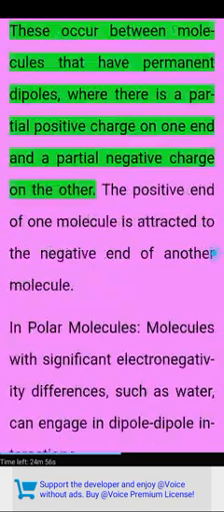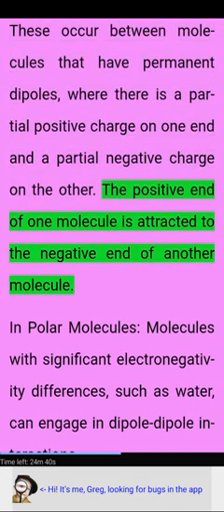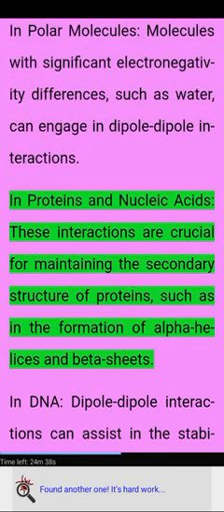2. Dipole-dipole interactions. These occur between molecules that have permanent dipoles, where there is a partial positive charge on one end and a partial negative charge on the other. The positive end of one molecule is attracted to the negative end of another molecule. In polar molecules, molecules with significant electronegativity differences, such as water, can engage in dipole-dipole interactions. In proteins and nucleic acids, these interactions are crucial for maintaining the secondary structure of proteins, such as in the formation of alpha helices and beta sheets.